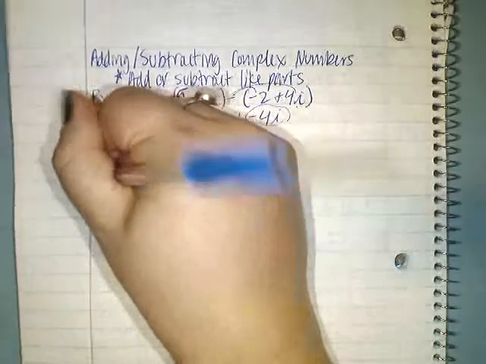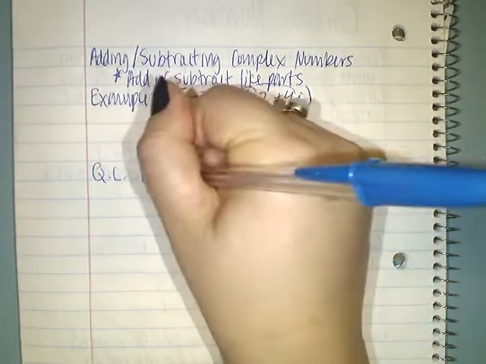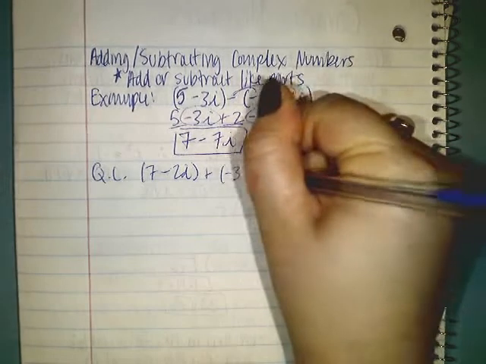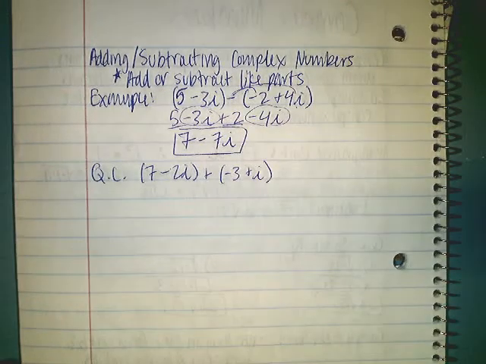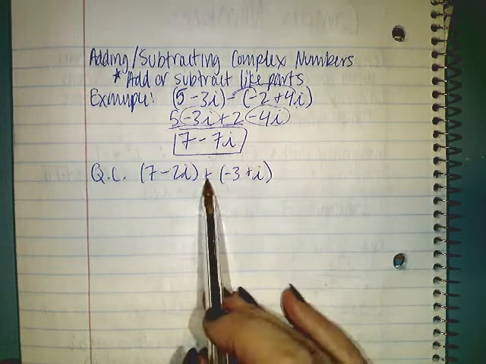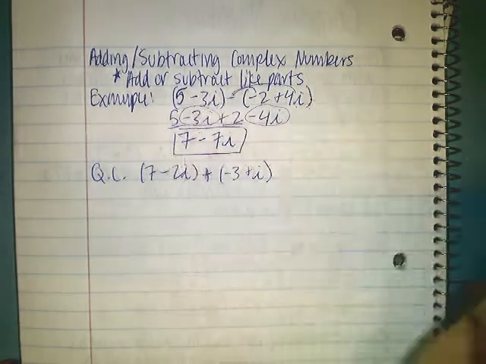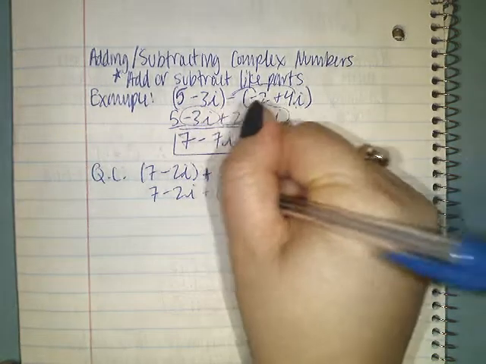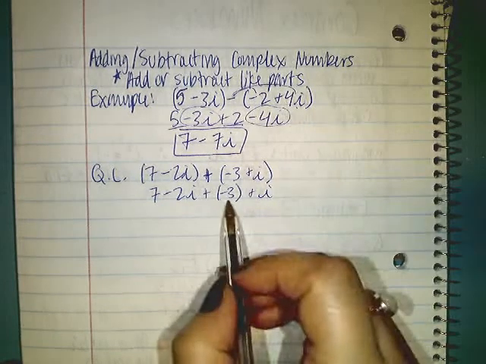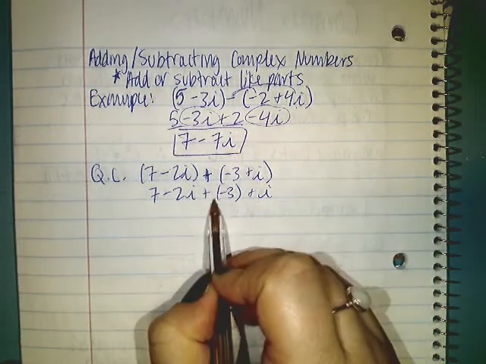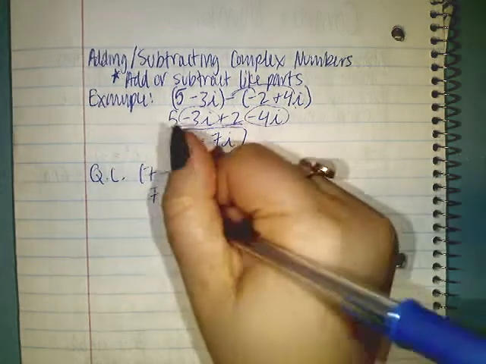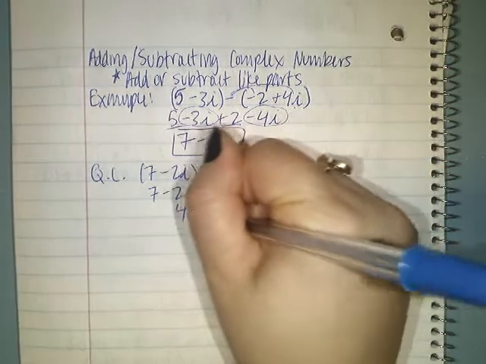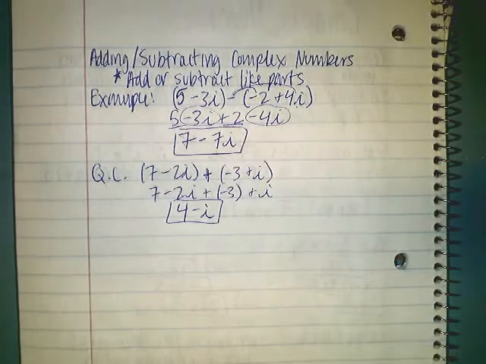So let's do a quick check with that really fast. I want you to add 7 minus 2i plus negative 3 plus i. Try that on your own. I'm going to go over it now. Since I'm not subtracting, I don't need to distribute anything into my parentheses. I can just get rid of them. Plus negative 3 plus i. You could have just written minus 3. Sorry, I forgot to do that, so I left it in parentheses. 7 and negative 3 becomes 4. Negative 2i and i becomes just negative i. And that is my answer.